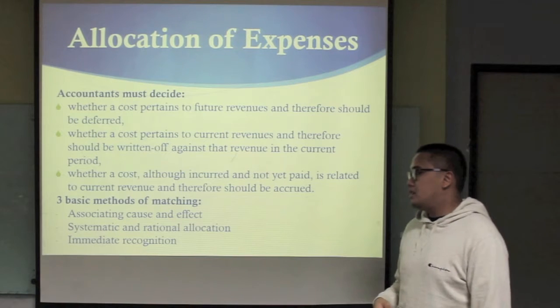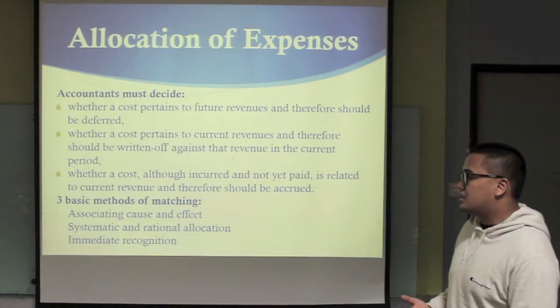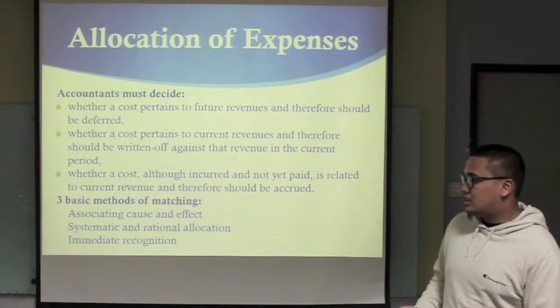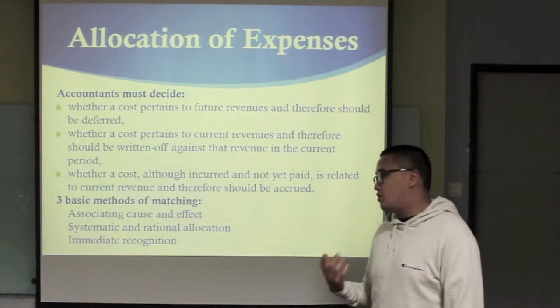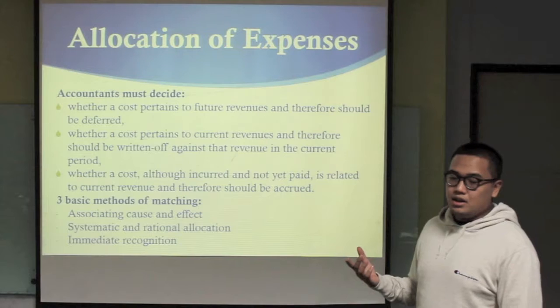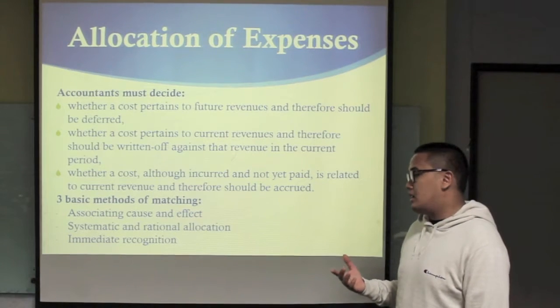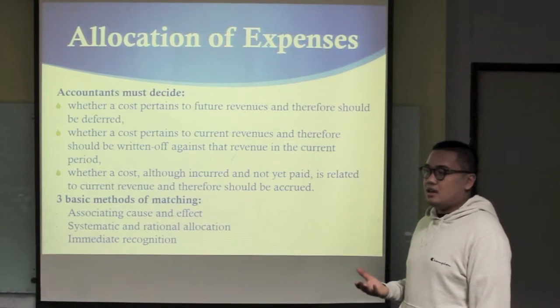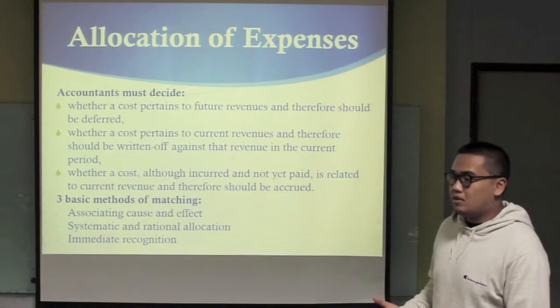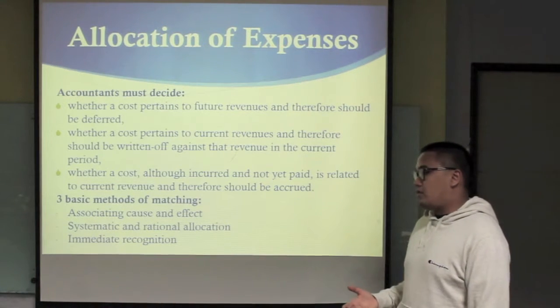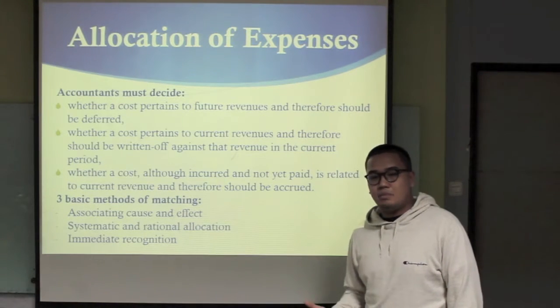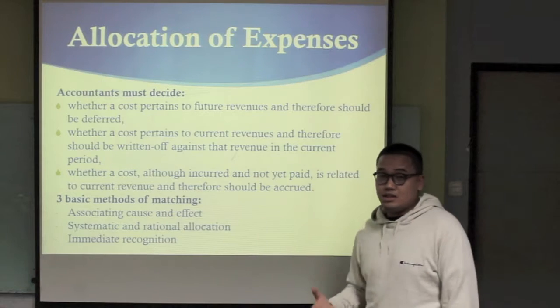So the three basic methods of matching are associating cause and effect, systematic and rational allocation, and immediate recognition. An example of systematic and rational allocation is depreciation, and for immediate recognition it is such as advertising expense or things like that.